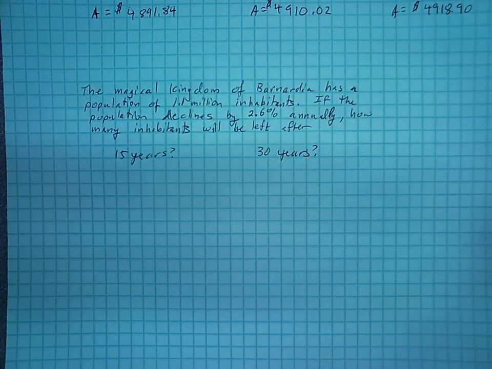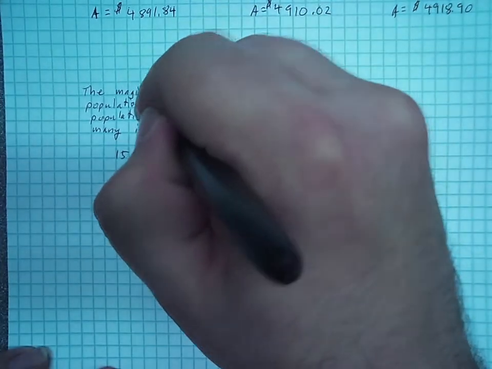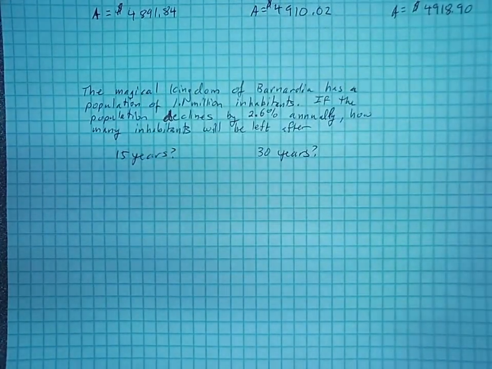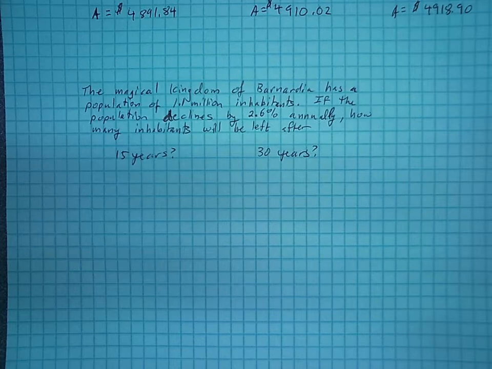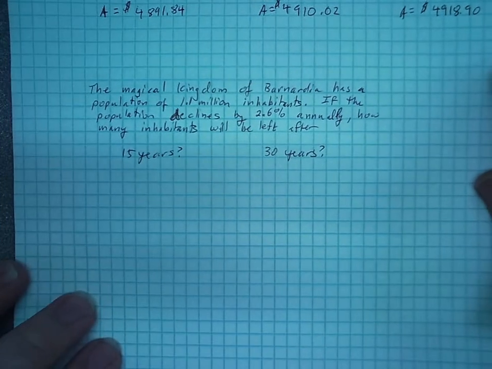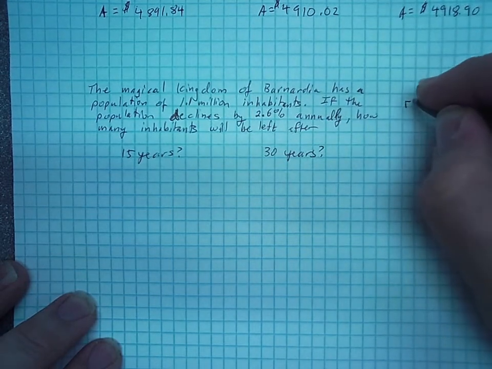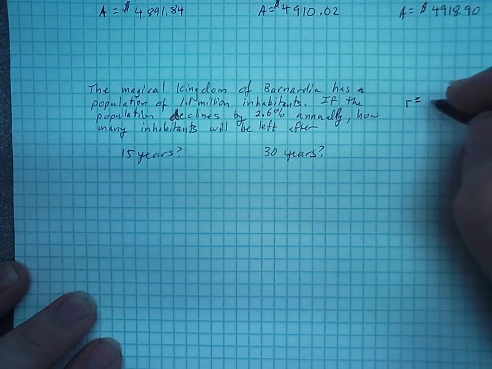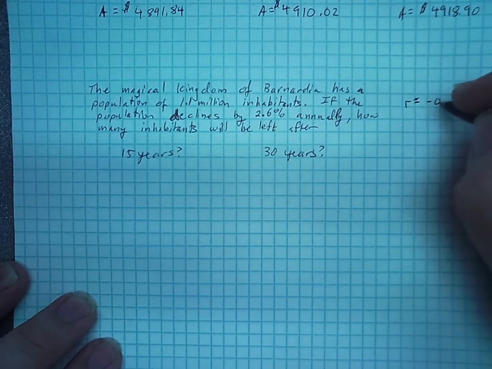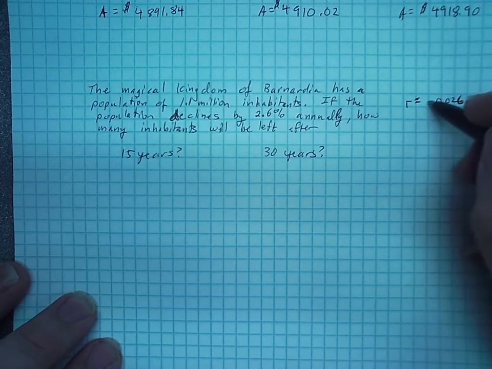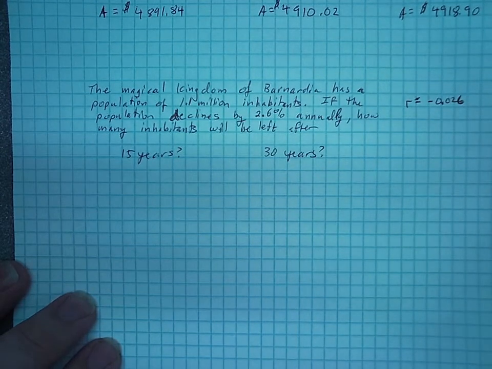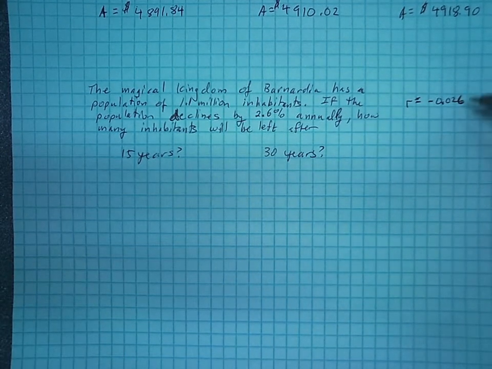So here we have the magical kingdom of Barnardia has a population of 1.1 million inhabitants. If the population declines at a rate of 2.6% annually, how many inhabitants will be left after 15 and 30 years? So here we can see this is a decline of 2.6, which tells me right away that our rate of decay is going to be negative 0.026. Don't forget to turn that from percent form into decimal form or fraction form. You could do 26 over 100 if you really wanted to.